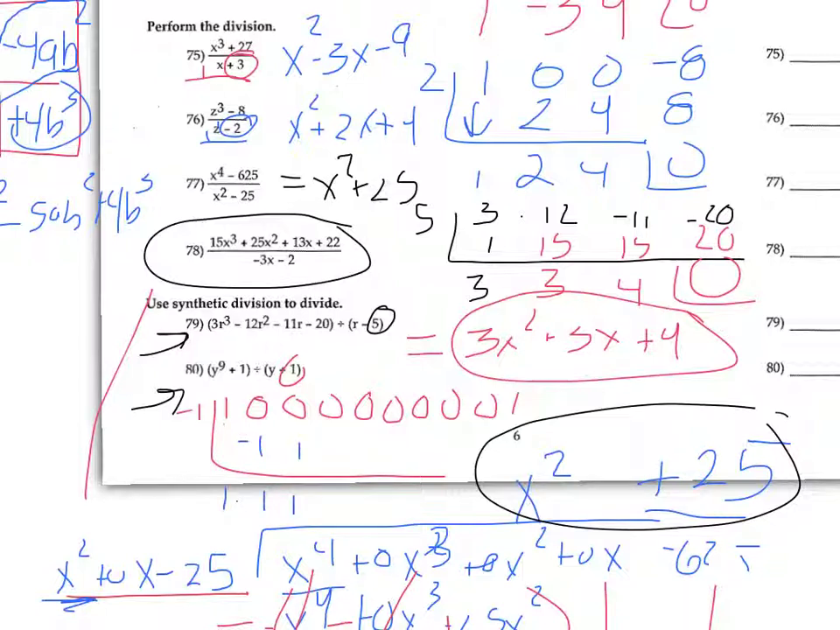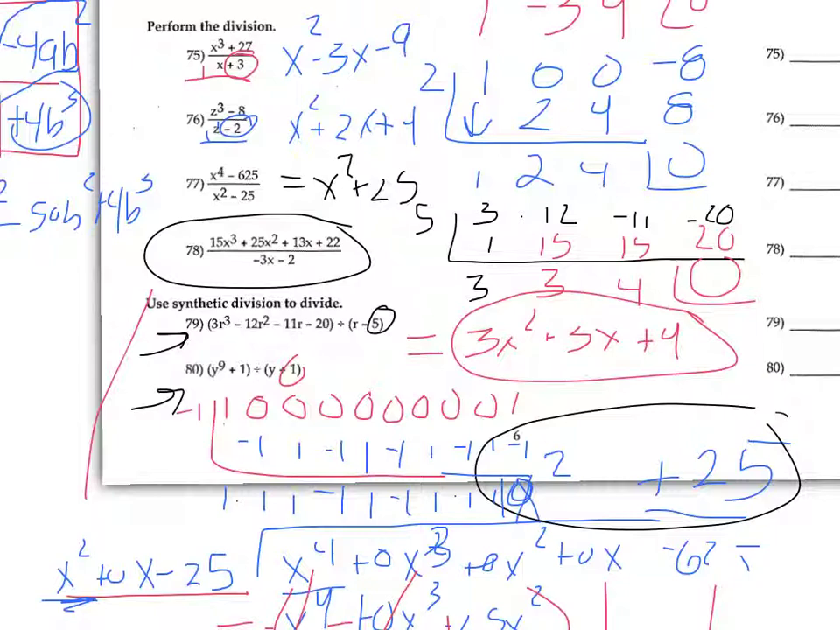to get our 1, bring down to get our 1, multiply to get our negative 1, add to get our negative 1, multiply to get a 1, add to get a 1, multiply to get a negative 1, add to get a negative 1, multiply to get a 1, add to get a 1, multiply to get a negative 1, add to get a negative 1, multiply to get a 1, add to get a 1, multiply to get a negative 1, and we add to get a 0.